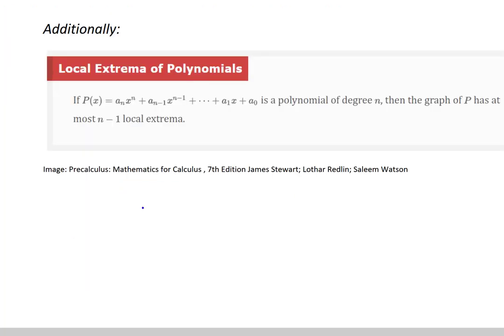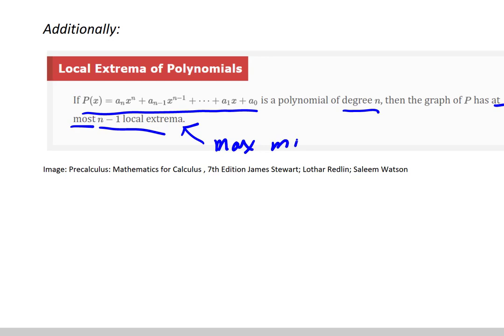Additionally, let's consider one interesting fact. If p of x is a polynomial, just defined generally as any polynomial, then let's also assume that the degree is n. Then the graph of p has at most, that's a key phrase here, at most n minus 1 local extrema. Extrema is the plural word for extremum. This could include a max or a min.